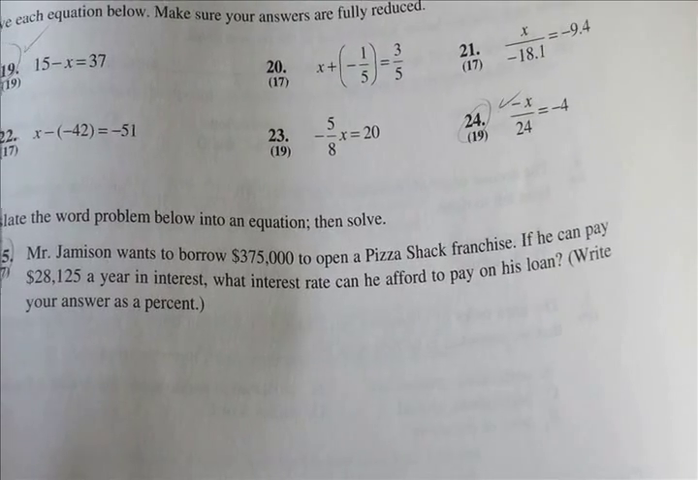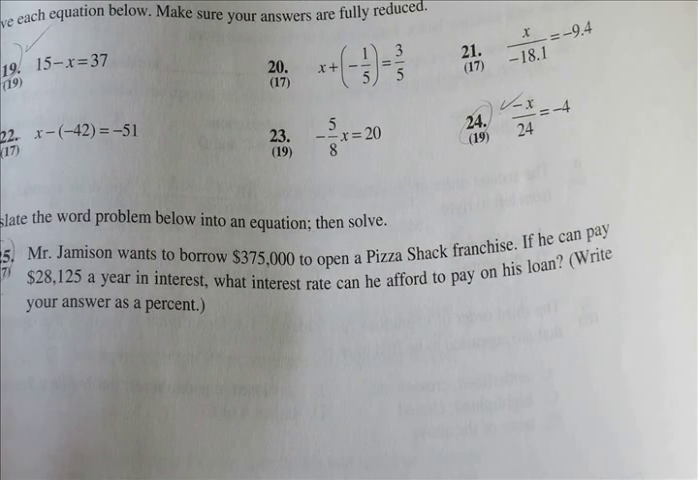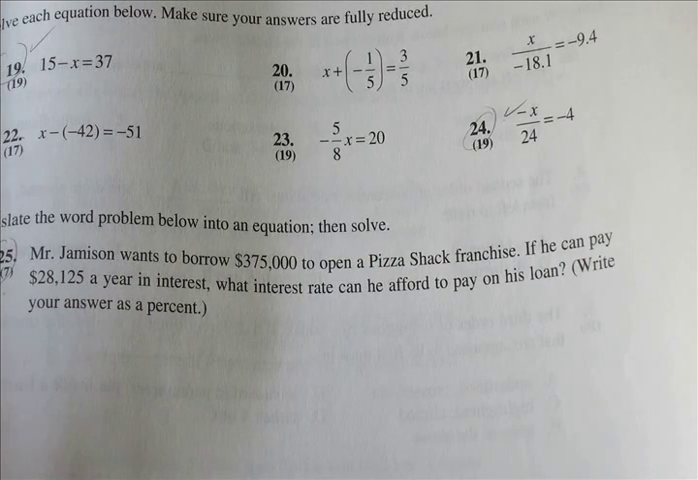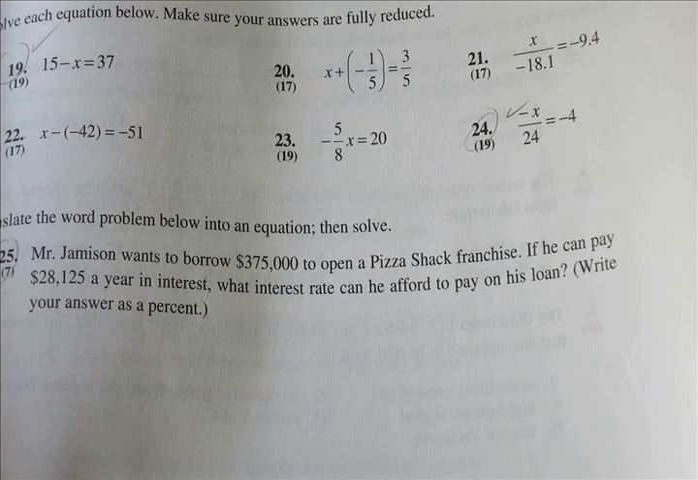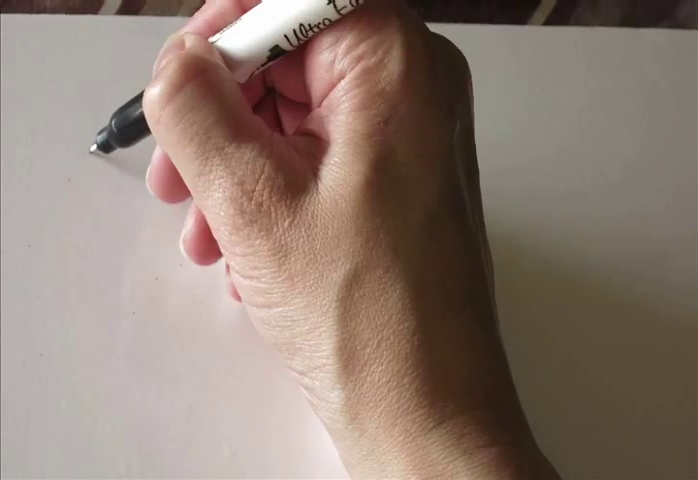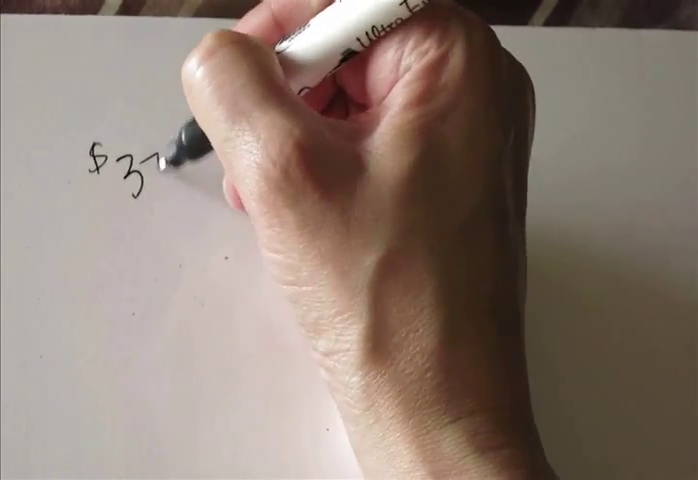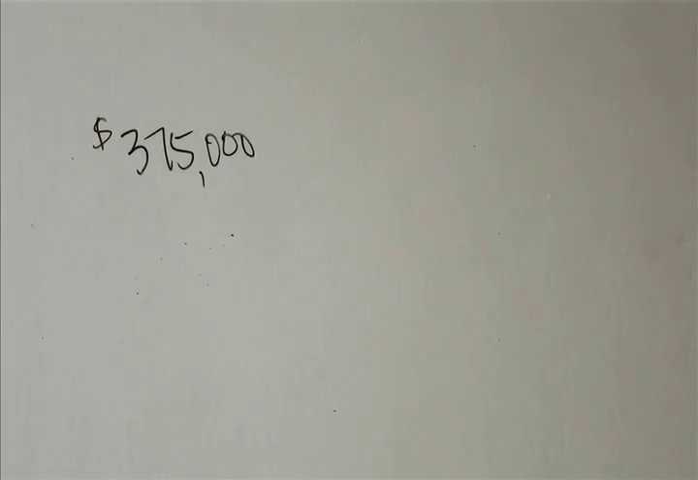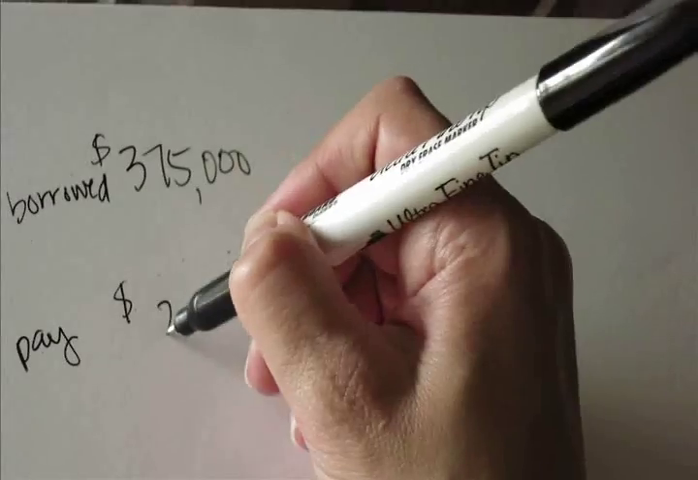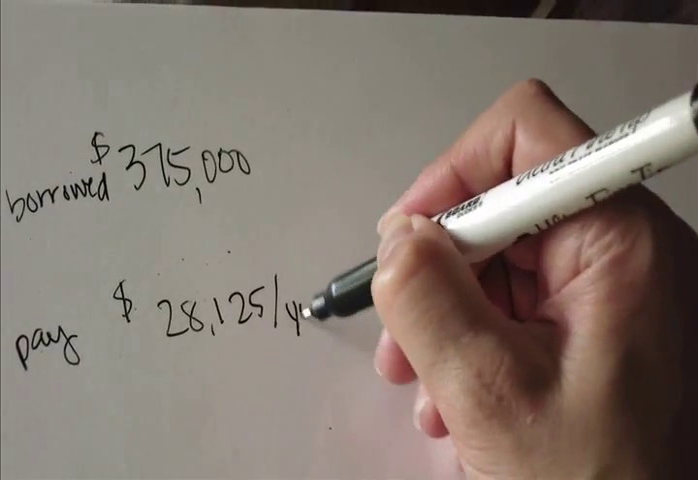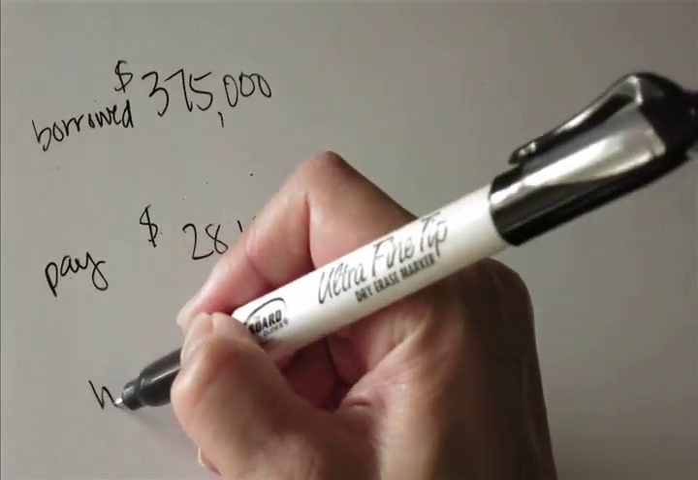Mr. Jameson wants to borrow $375,000 to open a Pizza Shack franchise. If he can pay $28,125 a year in interest, what interest rate can he afford to pay on his loan? Write your answer as a percent. You know he's going to borrow $375,000. He can afford to pay $28,125 a year of interest.